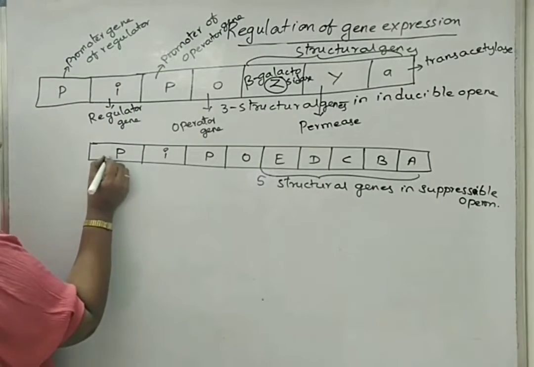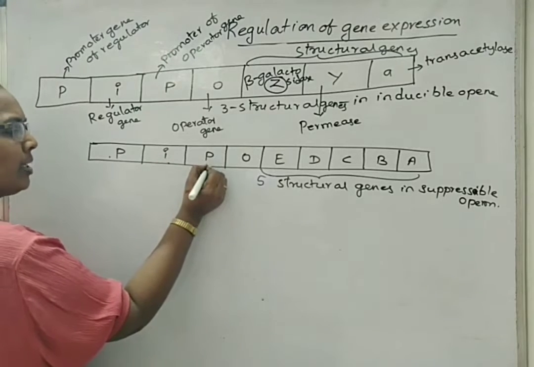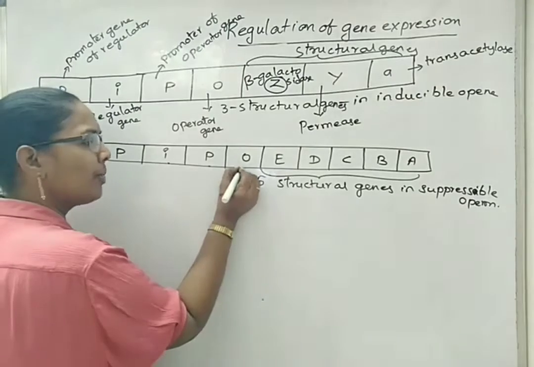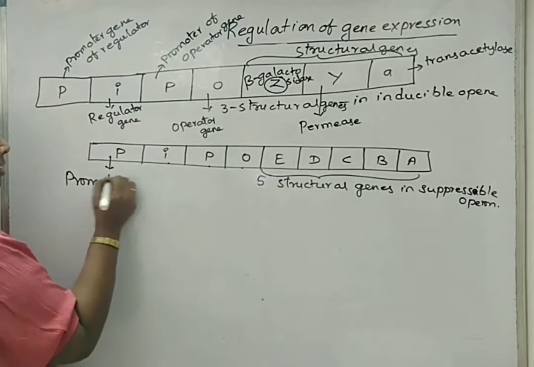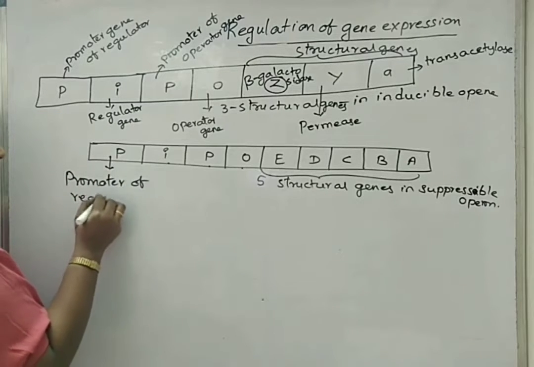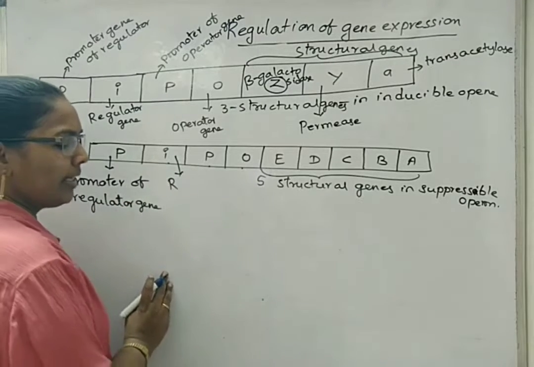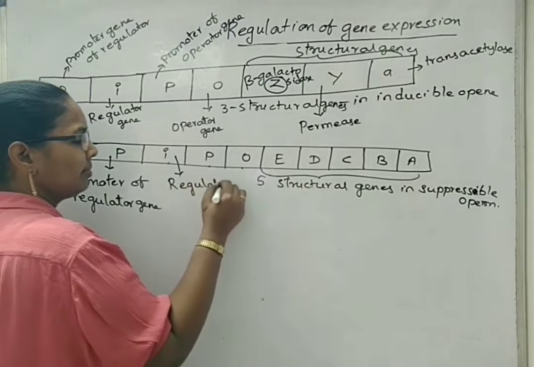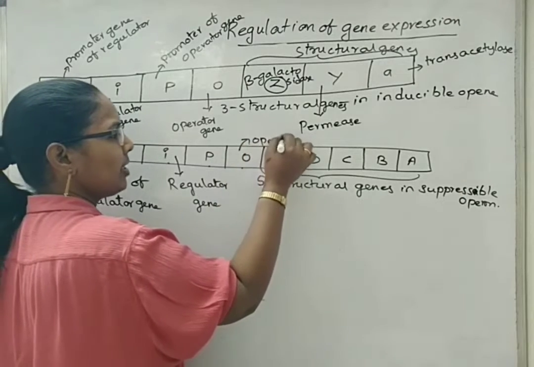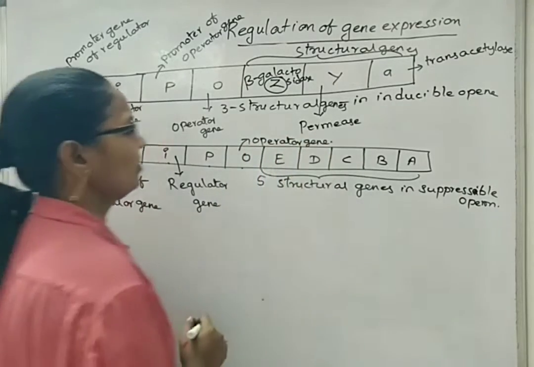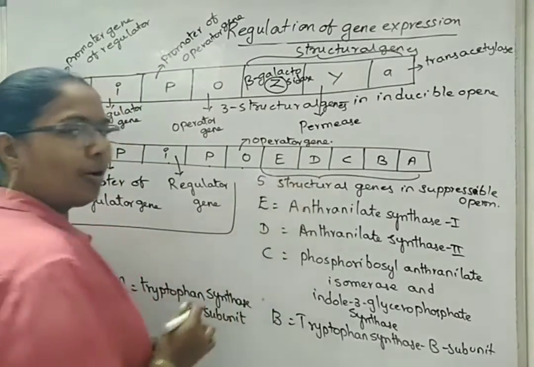Now here also, this is the promoter gene that induces or enhances the function of the regulator gene. Here also, the promoter gene regulates the function of the operator gene. So this is the promoter of the regulator gene. This is the repressor gene or regulator gene. In the same way, the promoter gene of the operator gene, and this is the operator gene. In the same way, what are the enzymes that are coded by the structural genes of tryptophan?